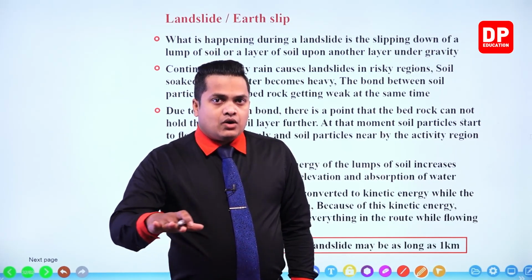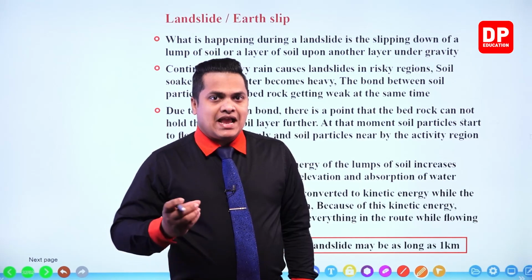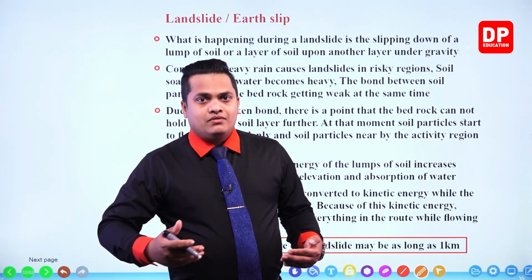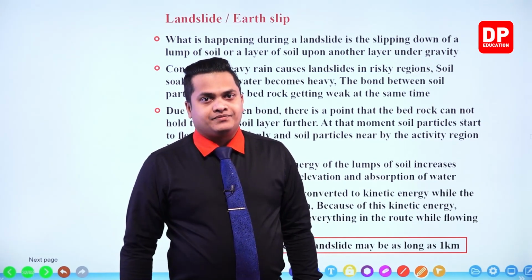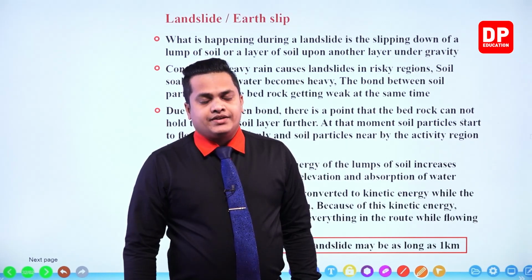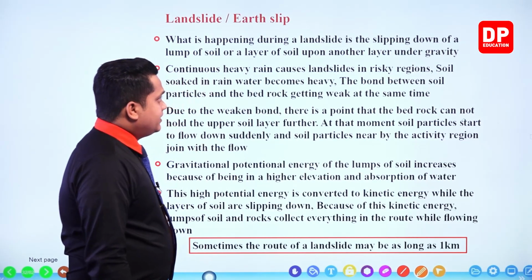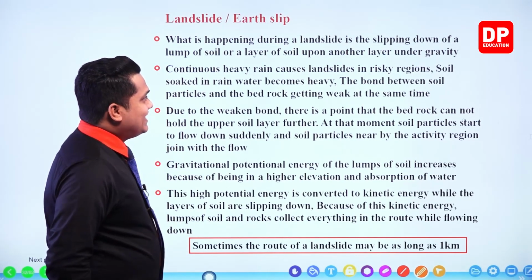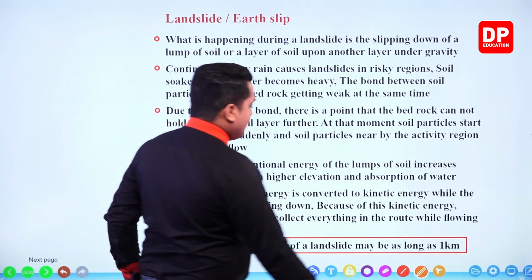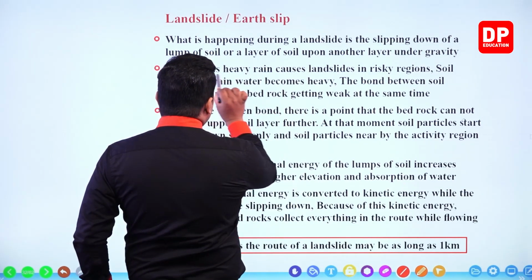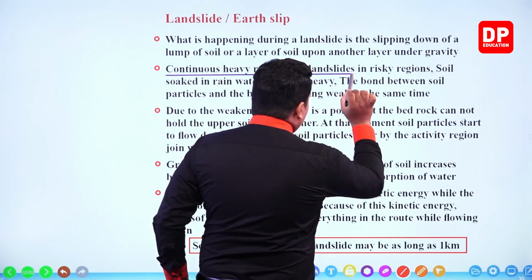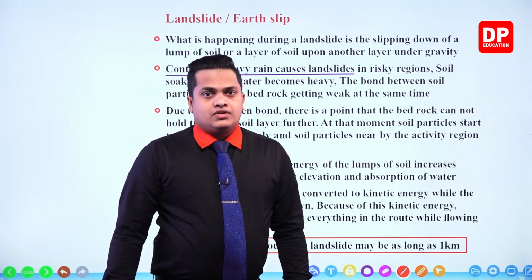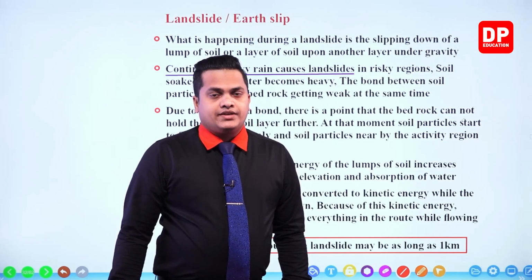So all the houses, constructions, trees, and animals in that particular area will definitely come down with the soil layer during a landslide. Then here it is given: continuous heavy rain causes landslides in risky regions. So like I said, my dear children, continuous heavy rain is the main reason for the occurrence of a landslide.